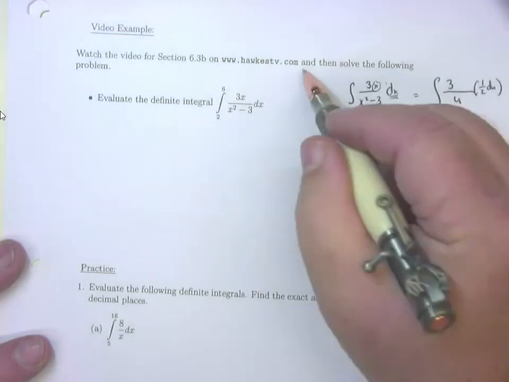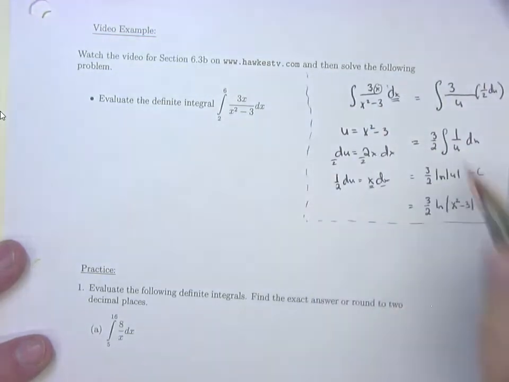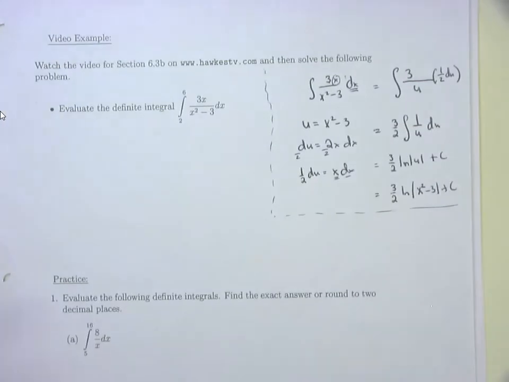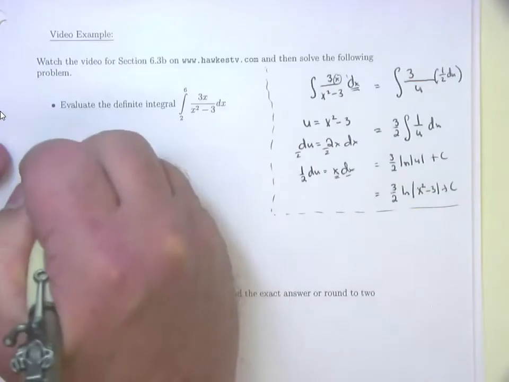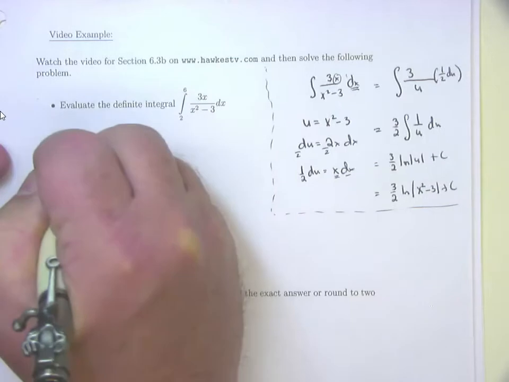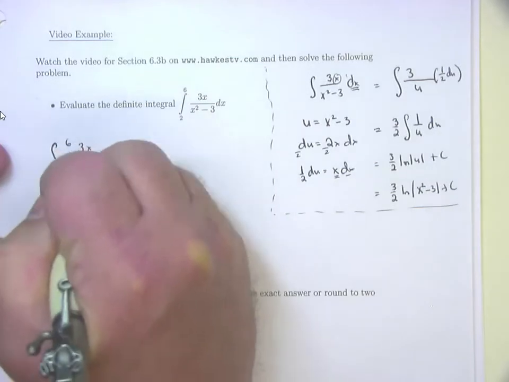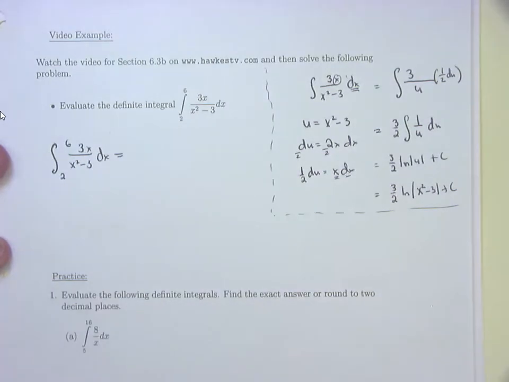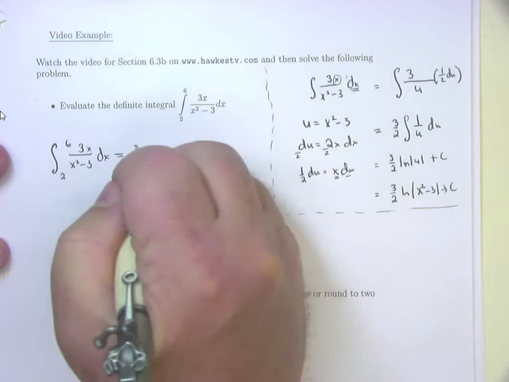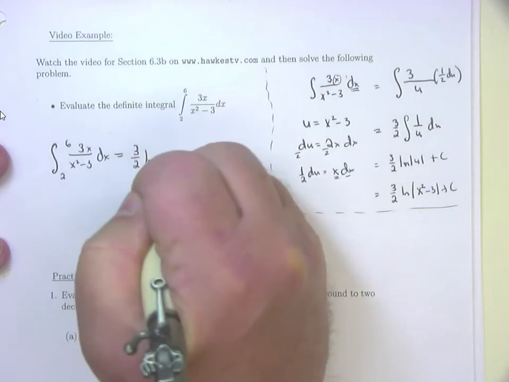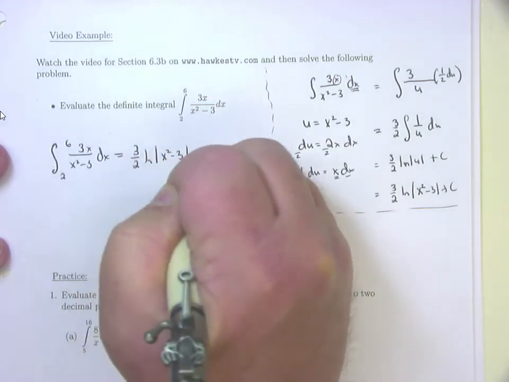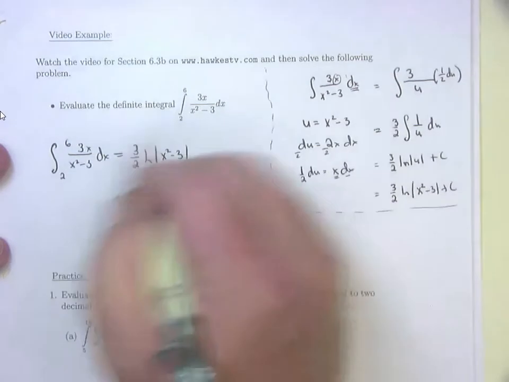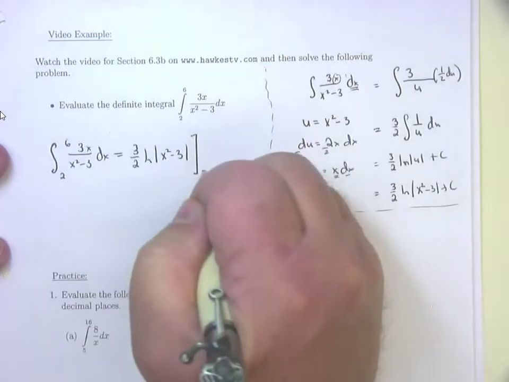It's still all about integrating. But now, this is a definite integral. So you've got one more hoop to jump through. So, the integral from 2 to 6 of 3x over x squared minus 3 dx is going to be equal to your antiderivative, which is this guy here, your 3/2 natural log absolute value of x squared minus 3, but no plus c on it because it's a definite integral. You put your bounds from 2 to 6.